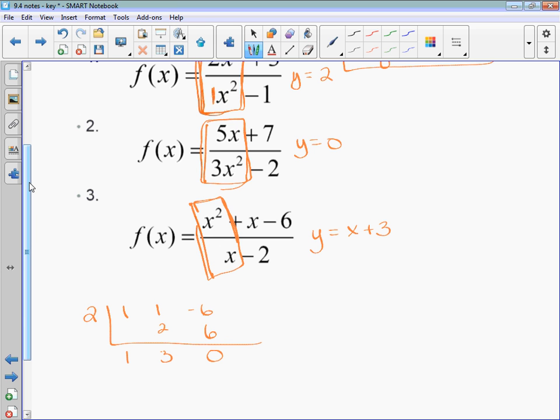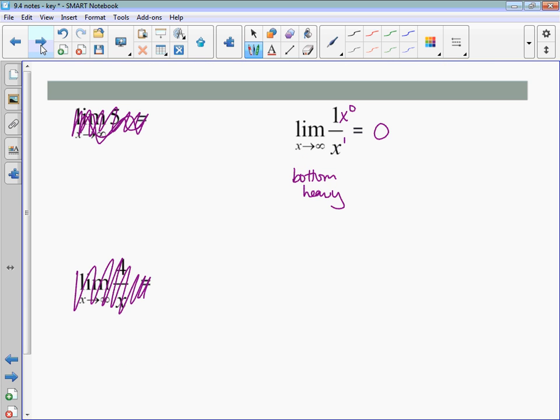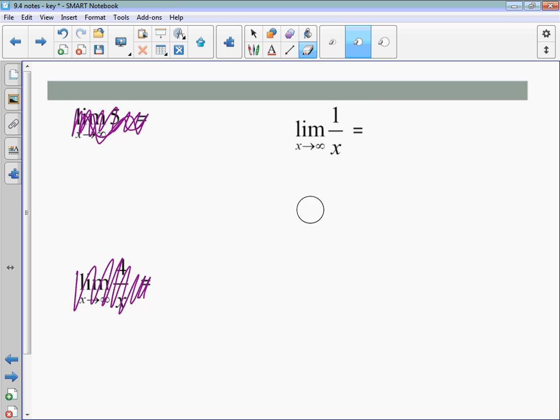Alright, so we're good with horizontal, slant asymptotes, all of that stuff, right? Okay. So, let's look at this in terms of limits. I don't know why I scribbled all of these out. Well, yeah, we'll just do that one. That's fine.